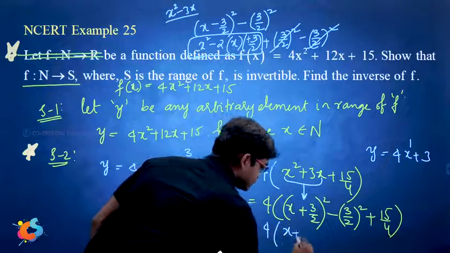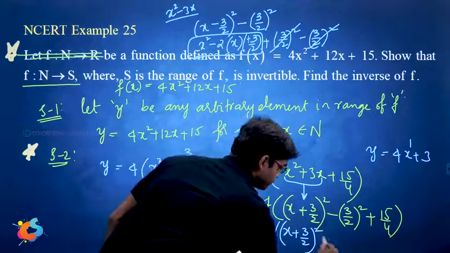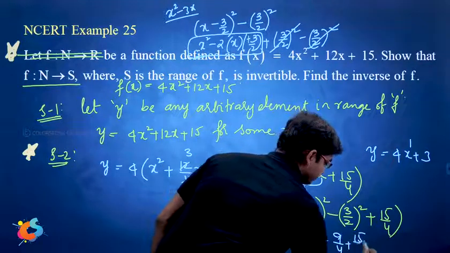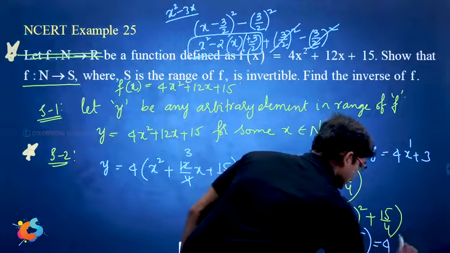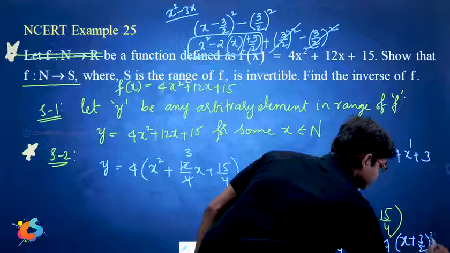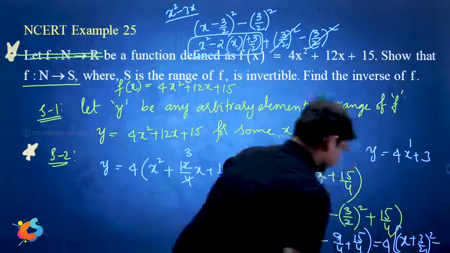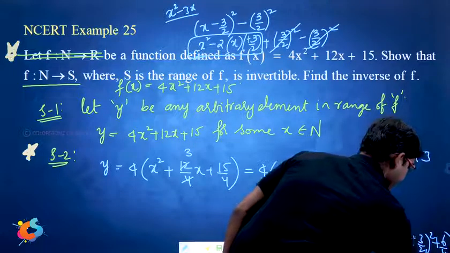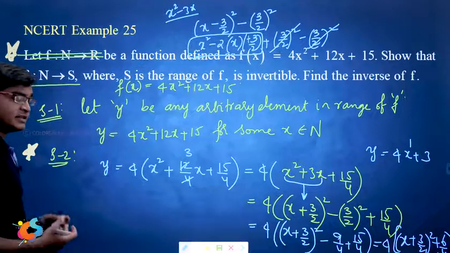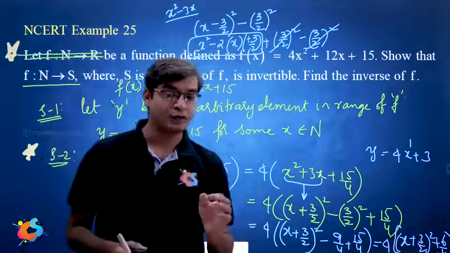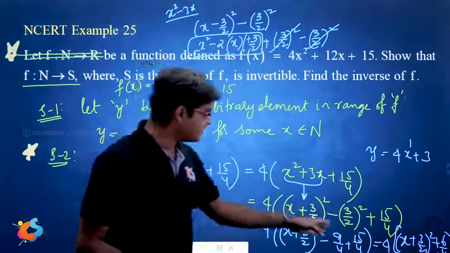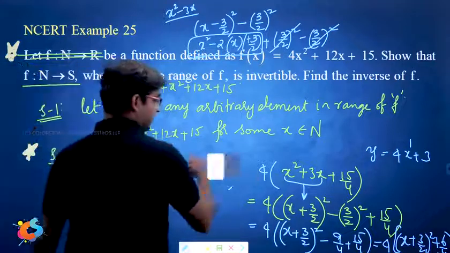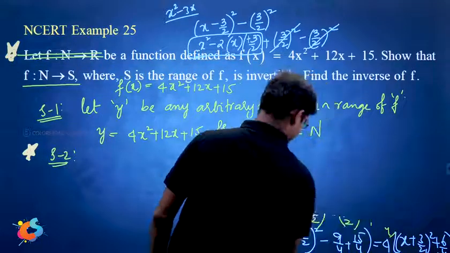So 4 into x plus 3 by 2 whole square minus, here you have 9 by 4 plus 15 by 4. So this can be written as x plus 3 by 2 whole square, and 15 minus 9, that will be 6. So therefore plus 6 by 4. Okay, fine. So still step 2 is not completed. In step 2, we have to express x as a function of y. Here still we have y as a function of x. But this is very, very important. We have to do it before we find x as a function of y.